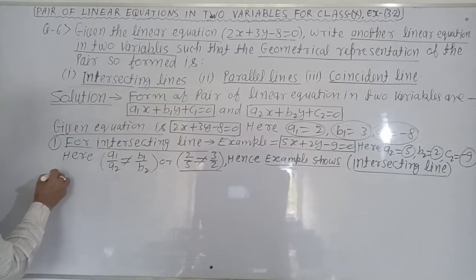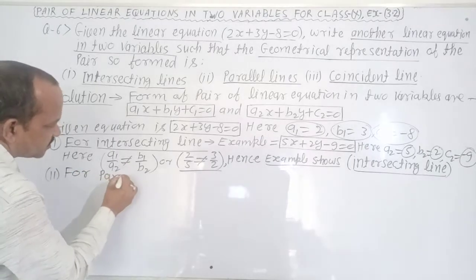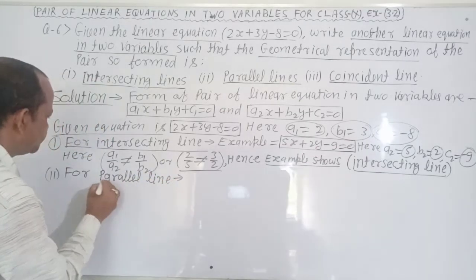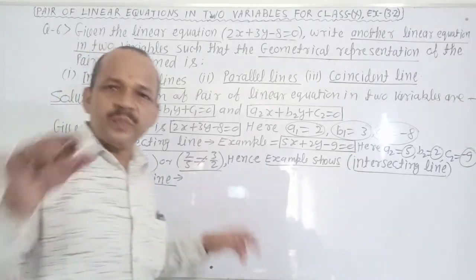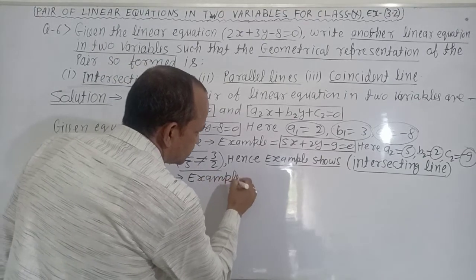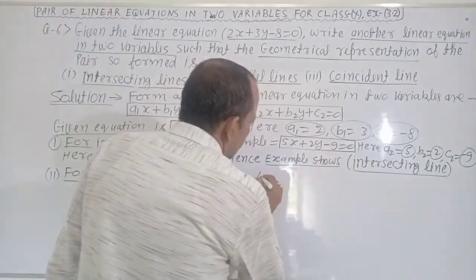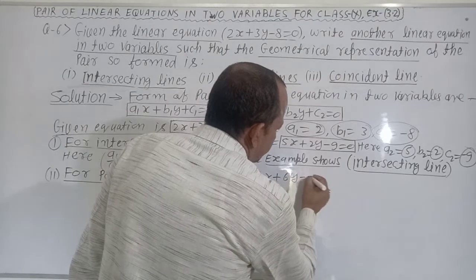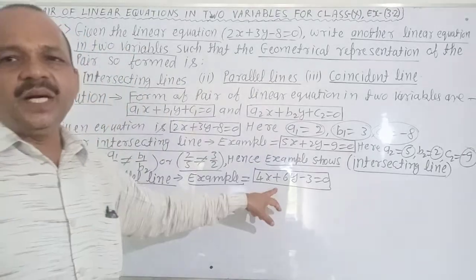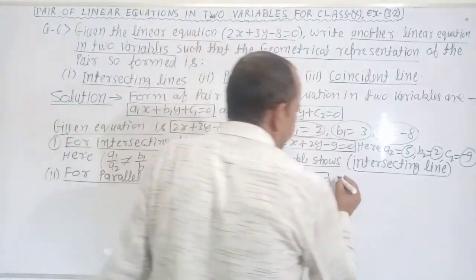Next, for parallel line. For parallel line, example 4x plus 6y minus 3 equal to 0. It is example for parallel lines. Clear?